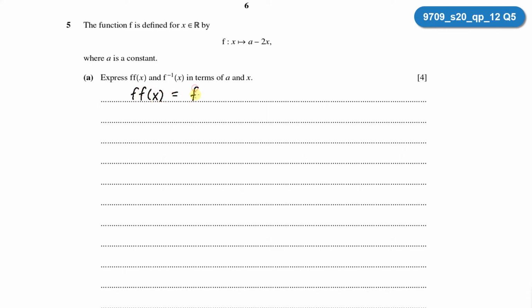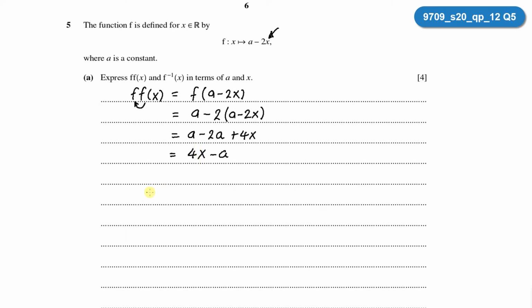This means that we are inputting f of x into the function of f. So that will be a minus 2x here. Whatever goes into the function of f replaces the x here. So that will be a minus 2 of, the input is a minus 2x. So that will be a minus 2a plus 4x, which can be simplified to 4x minus a, since a minus 2a is minus a. So that's the expression for f squared of x.